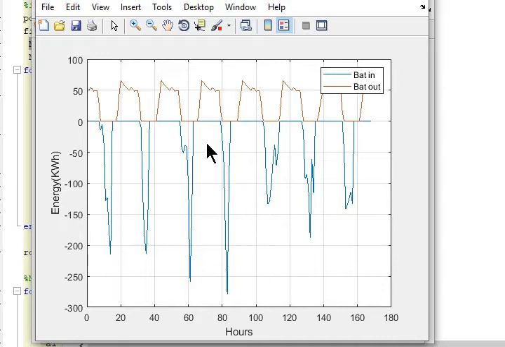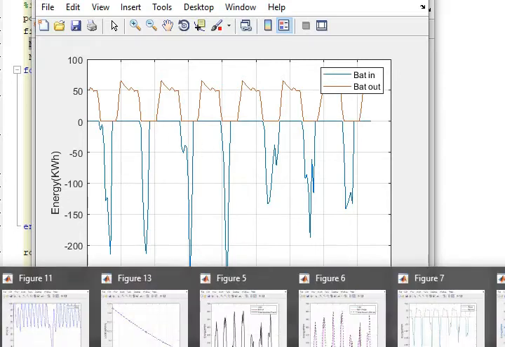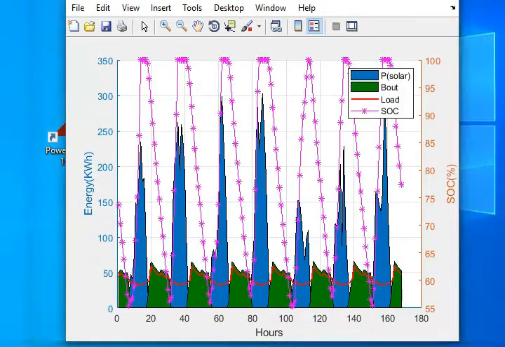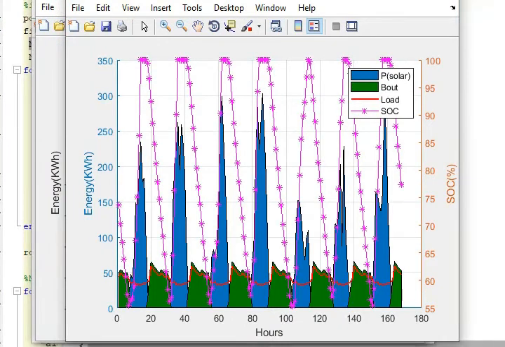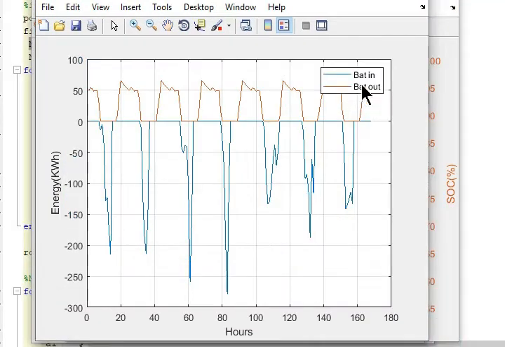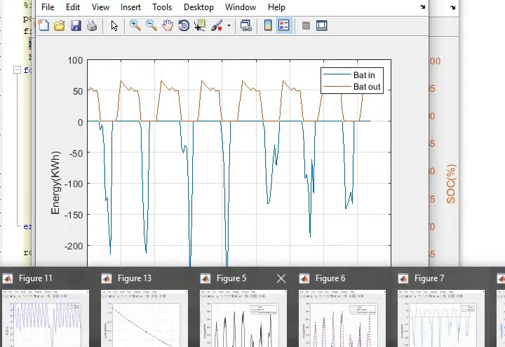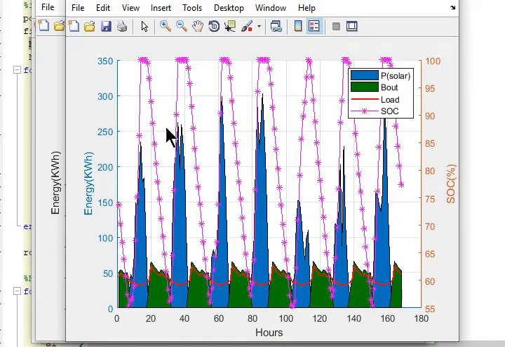What is B in? It shows the charging of the battery. B out means the discharging of the battery. That is the charging and discharging profile of the battery. The next graph is the SOC of the battery.